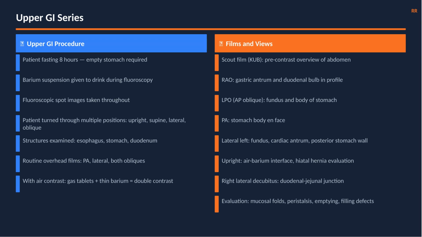Views and their purposes. The RAO, right anterior oblique, is the most important single upper GI view. It demonstrates the gastric antrum and duodenal bulb in profile, projecting them away from the spine. LPO demonstrates the fundus and body of the stomach. PA, stomach body en face. Upright demonstrates the air-barium interface and hiatal hernia.